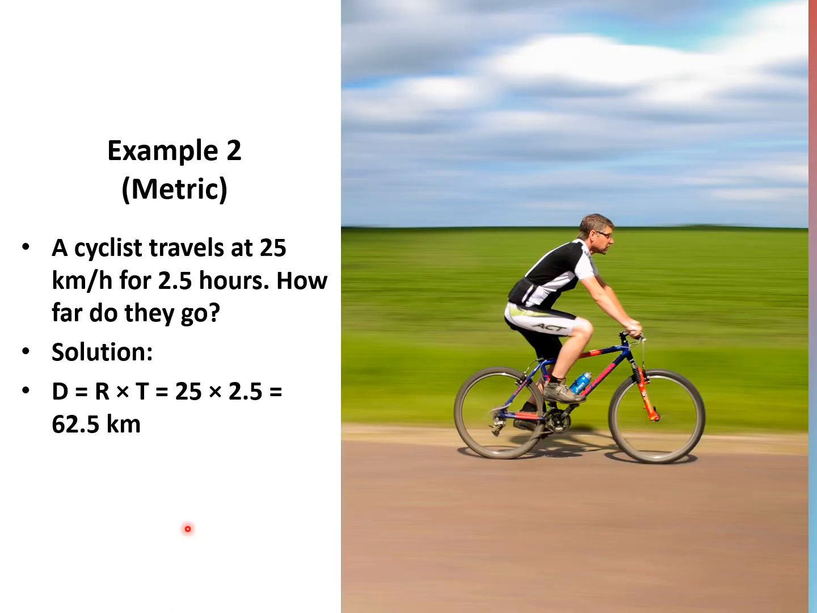Example 2. A cyclist travels at 25 kilometers per hour for 2.5 hours. How far do they go? So in this case, distance is equal to rate times time. Rate is 25 kilometers per hour, and you're going for 2.5 hours, so you're going to get 62.5 kilometers as the distance.